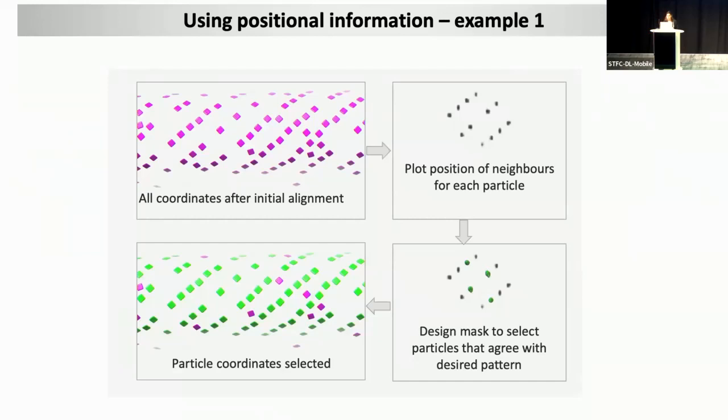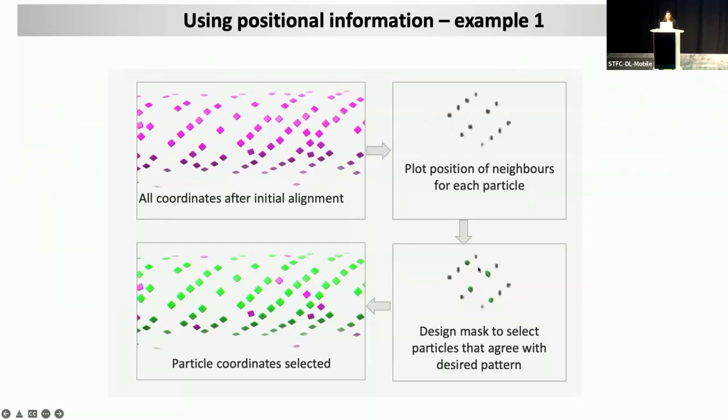I showed you earlier the example of the classification. We can also select data based on whether their positions and orientations make sense or not. For example, in the case of the inner coat, here we have coordinates of particles, and you can see that mostly they follow the expected lattice. And if we plot the neighboring positions of particles for each particle, the neighbors follow a certain distribution, which is the one in the lattice. But there are some outliers.